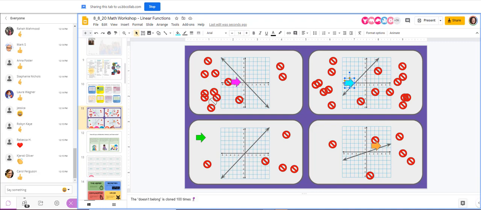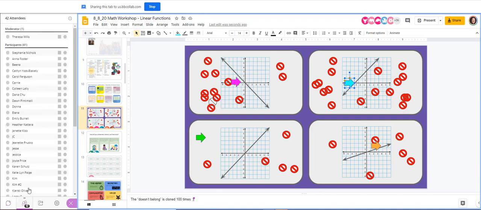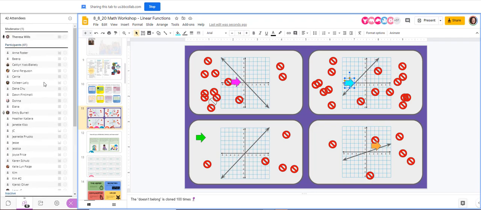Wonderful. And one of the things I'm starting to notice is that there are fewer and fewer hands up. At this point, we don't have any more hands up.